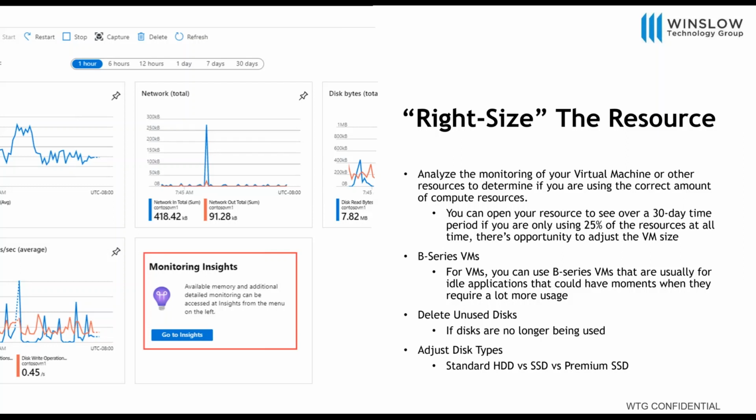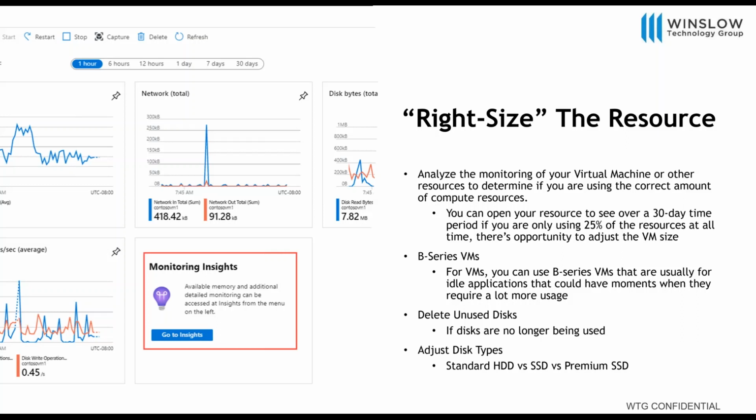But right within your resource, you have different charts and graphs that show you what your network data looks like, what your CPU usage and storage utilization look like. And you can break that out over 30-day, 60-day timeframes so you can really start to see what the trends are. At the end of the day, if you're looking at your resource consumption, your CPU and your memory, and you're only using 25% of those resources, there could be an opportunity to adjust that VM size, and that's going to give you some cost savings.